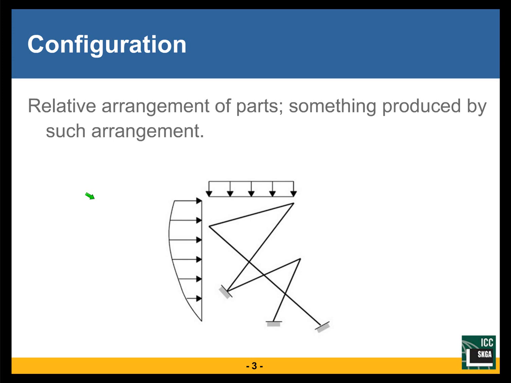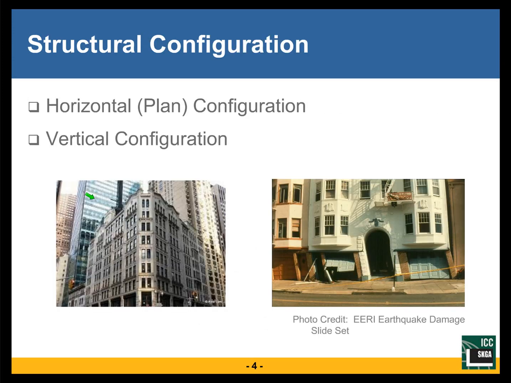Configuration is relative arrangement of parts. That's pretty much what it is. Regular relative arrangement of the parts of a structure, okay, that would be structural configuration. We talk about horizontal configuration, how parts are arranged in plan. We also talk about vertical configuration, which would be how parts are arranged as you go up the height of a building. Both have influence on structural response to an earthquake, and this is why both are of interest to us.